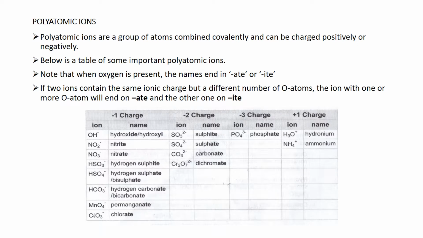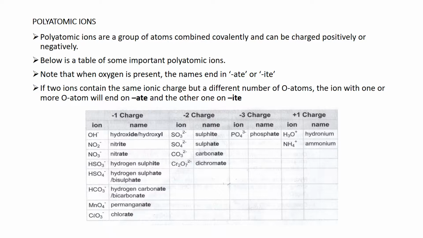In this video, we're going to look at polyatomic ions and see how to write the formula given the name. Polyatomic ions are a group of atoms combined covalently and can be charged positively or negatively. We're going to see covalent bonding when we do chemical bonding. Below is a table containing some important polyatomic ions.